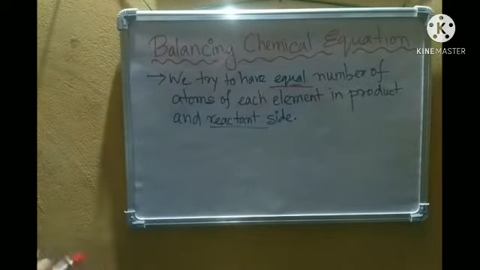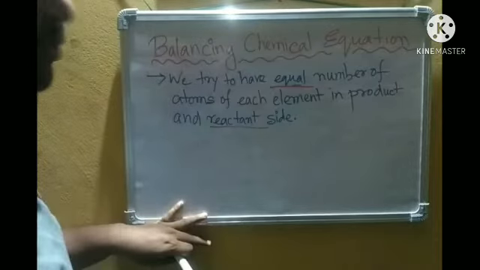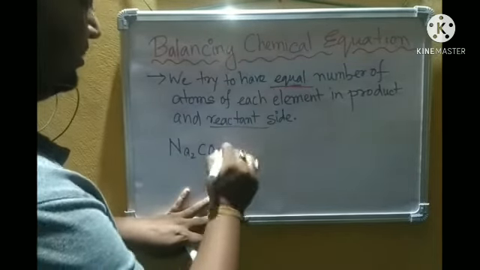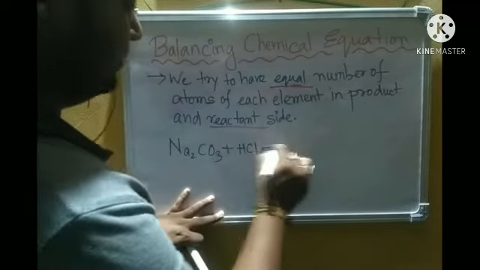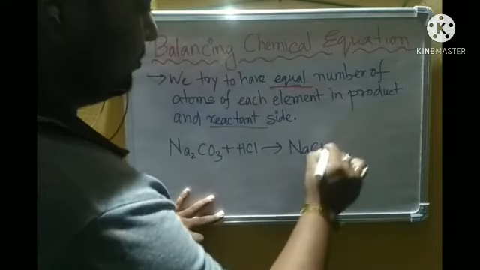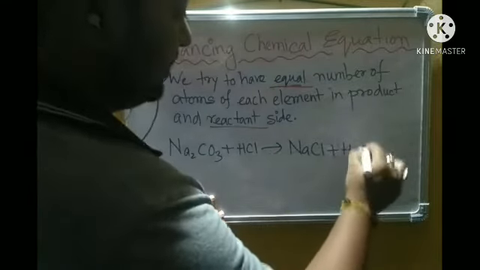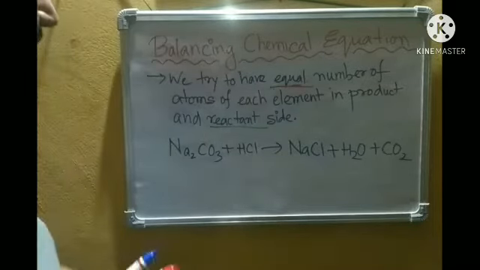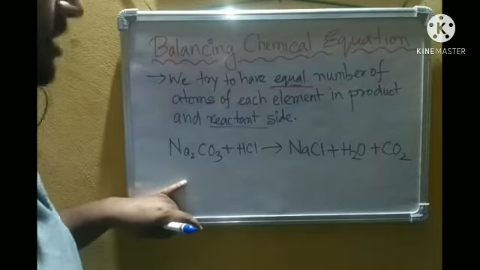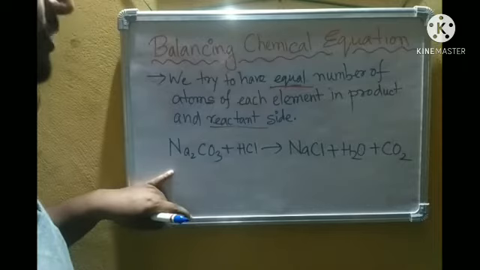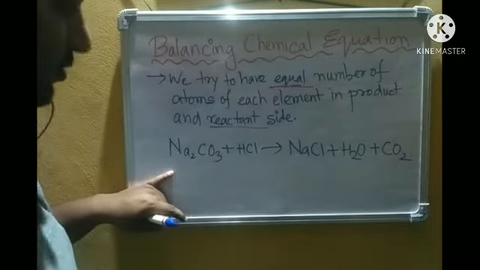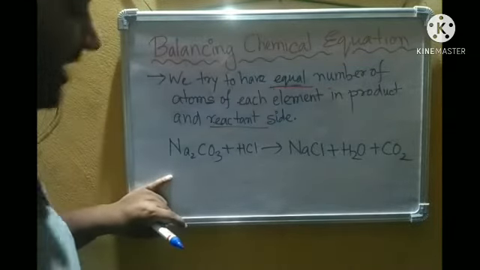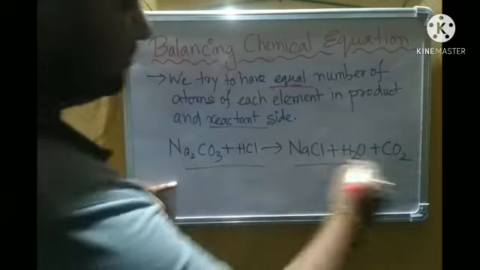So if we had any reaction, let us consider a common example: sodium carbonate reacts with HCl to give sodium chloride plus water plus carbon dioxide. If you look at this reaction, we can see that this reaction is not balanced. So this chemical equation is not a balanced chemical equation. We have to look at the number of atoms of each element on the reactant side and on the product side.